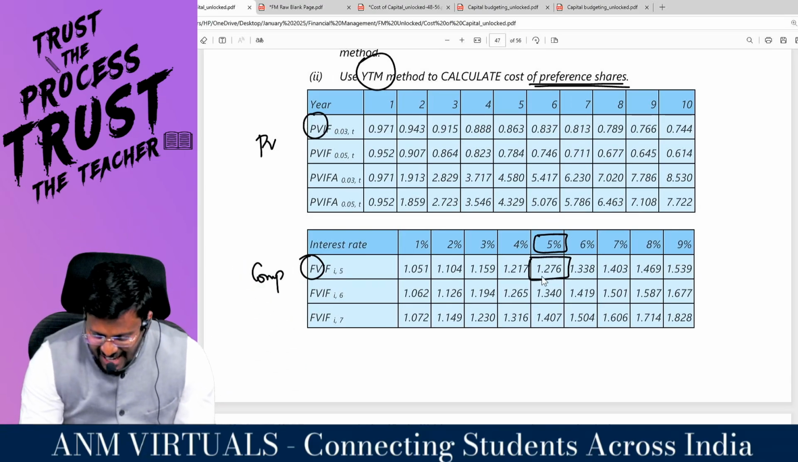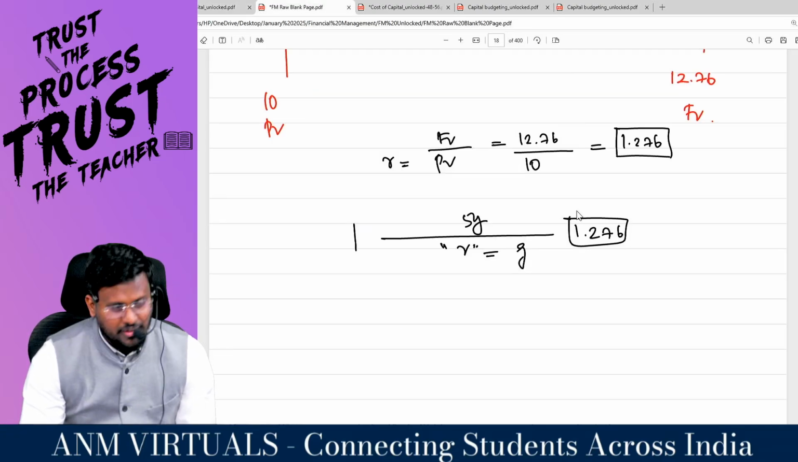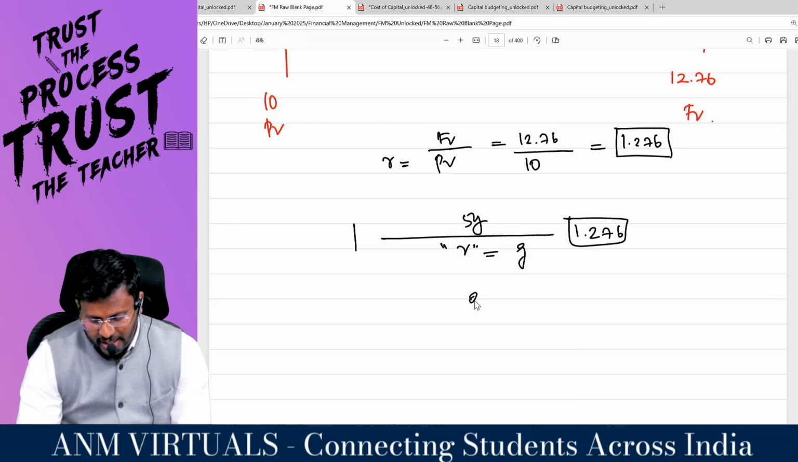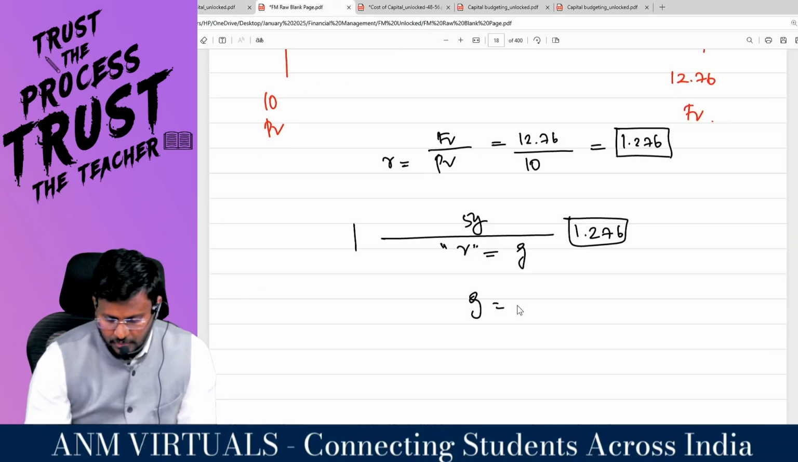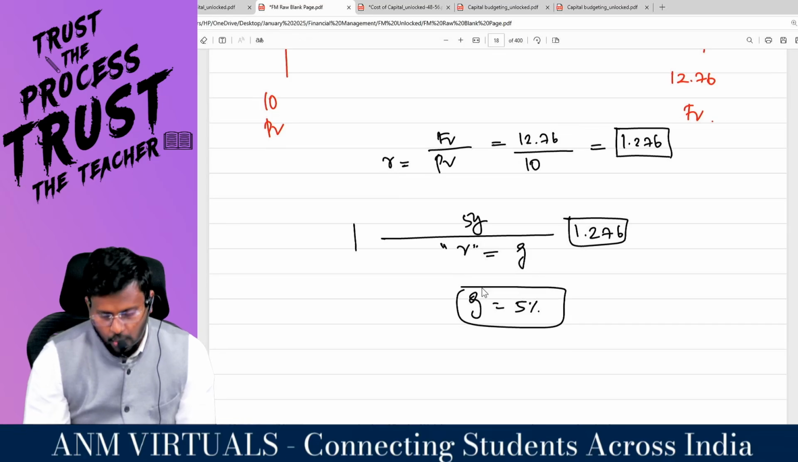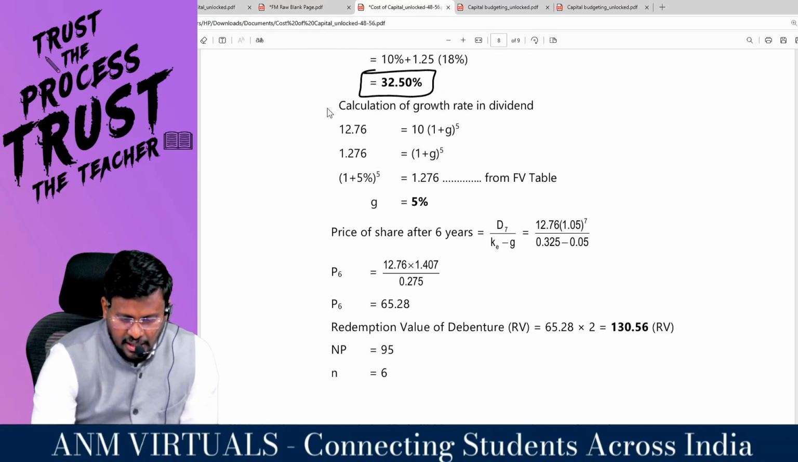Comfortable? And exactly the matching, 1.276. That means here also 1.276. So we can finalize that the growth rate is equal to how much percent? 5%. Growth rate is equal to 5%. This is what even ICAI has also finalized.